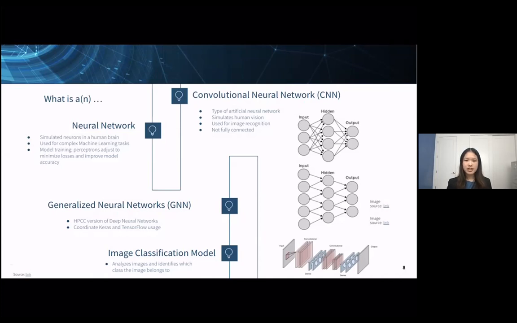So then what are GNNs? GNNs are the HPCC Systems implementation of deep neural networks, and this also supports CNN. The good thing about using GNN is that it coordinates Keras and TensorFlow. And finally, image classification is just what the title suggests. These models analyze images and identify which class they belong to.